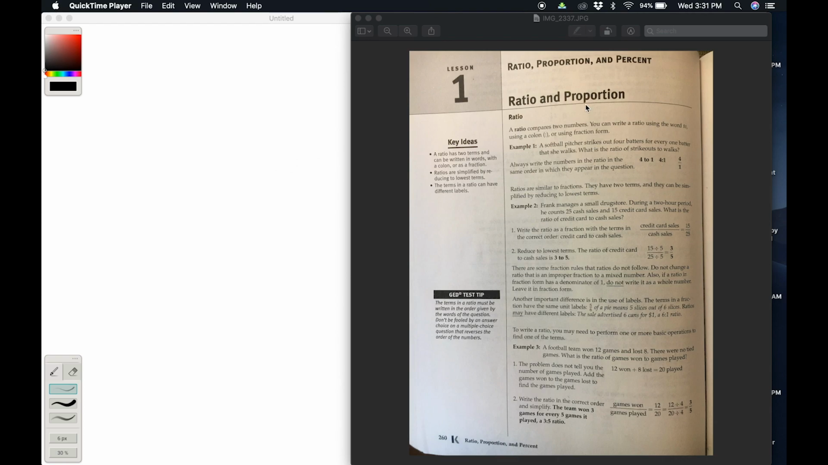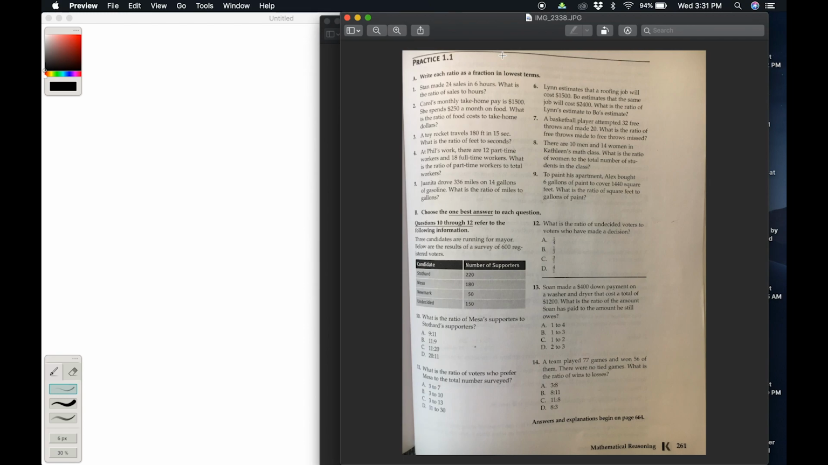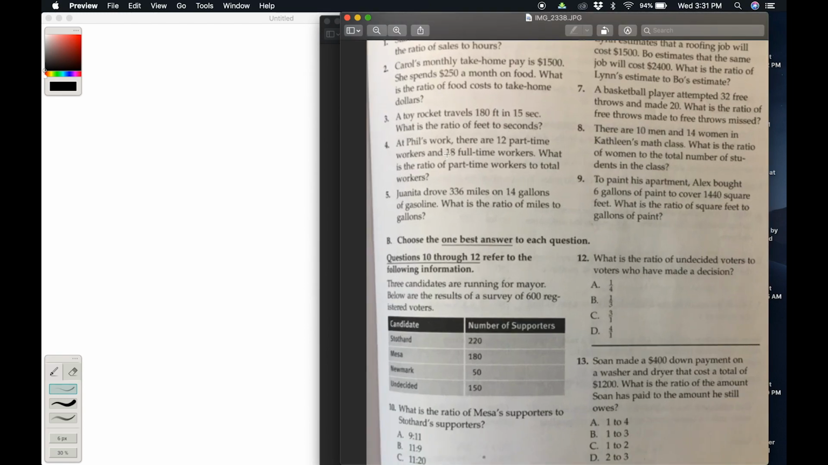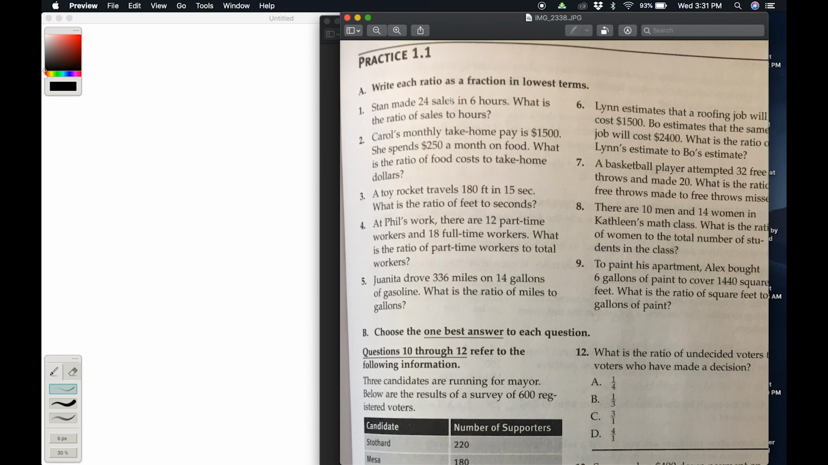So let's get started. Let's get the second page up here, which is the actual work page. Okay, make this a little larger. Okay, so we are on question 1. Stan made 24 cells in 6 hours. What is the ratio of cells to hours?